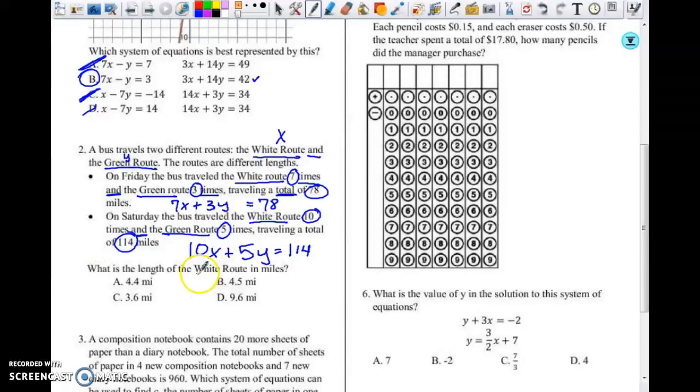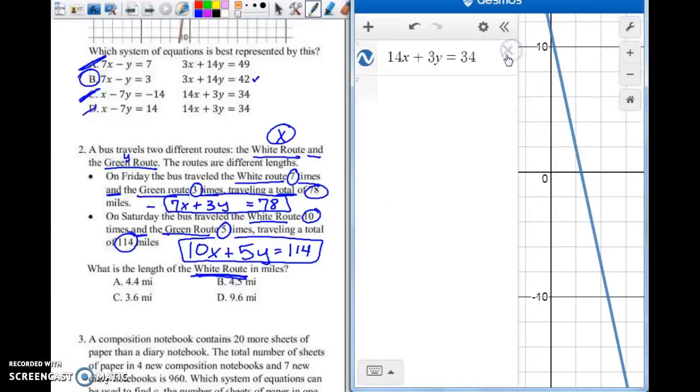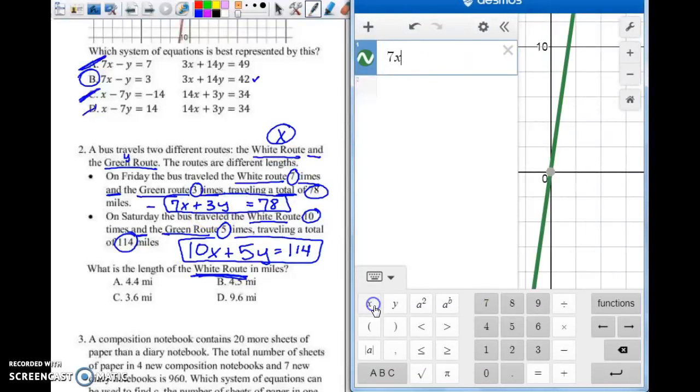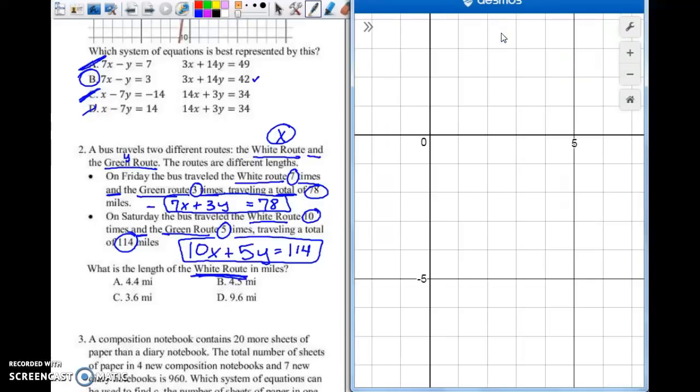And we want to know what is the length of the white route. So we're calling white route x, so we're going to solve for the x. We're going to put in both of our equations, right? So that was one of them. This was the other one. So let's go on ahead and put them in Desmos. We'll come here so you can still see 7x plus 3y equals 78, and 10x plus 5y equals 114. So again, let's kind of zoom out.